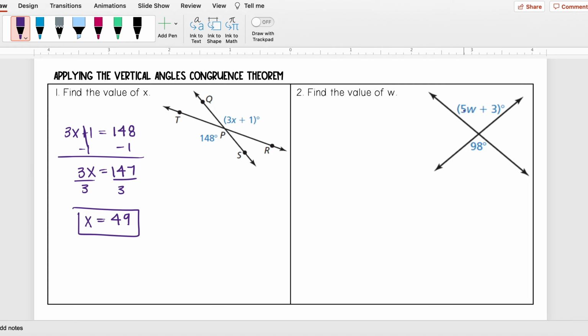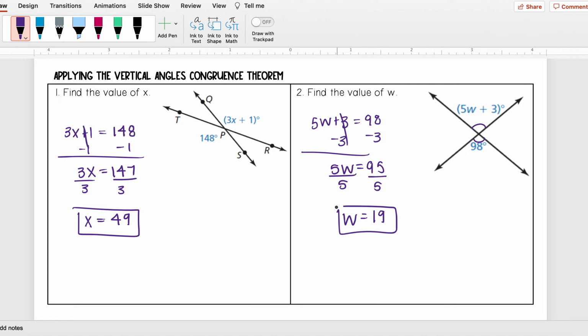Here I want to find the value of w. Again, since these are vertical angles, that means that they're congruent. So that means that they are equal to one another. So 5w plus 3 is equal to 98. And I'll solve for w, so subtract 3, and then divide by 5. And I get that w is equal to 19.